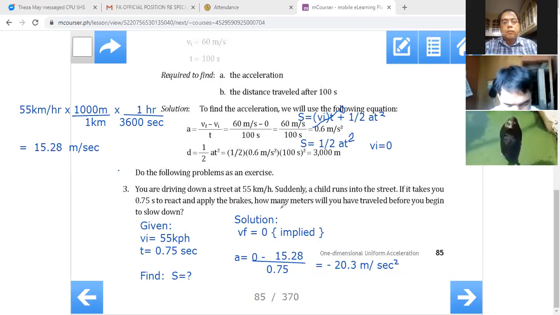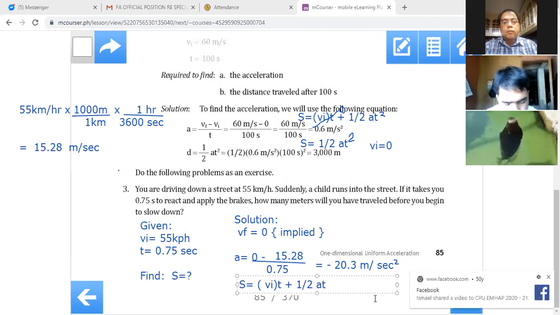Can we now solve our displacement S? What we are asked to find is displacement S: how far will the car move before it slows down? So what will be our equation? We will have V sub i times t, then plus 1/2 a t squared expression.